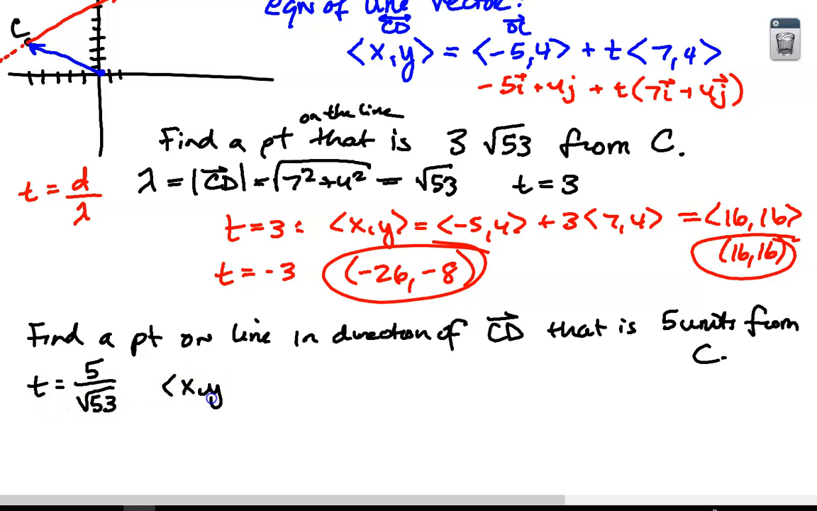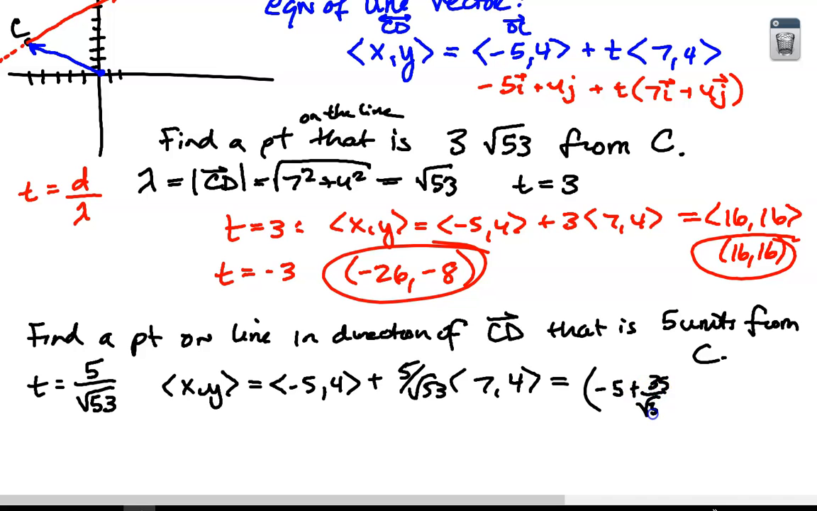So then I'd have xy equals negative 5, 4 plus 5 over root 53, 7, 4. Ugh. So I'm just going to get a nasty answer here, guys. So the x value would be negative 5 plus 35 over root 53. And the y value would be 4 plus 20 over root 53, it's just not going to be nice. I could ask you to just give me a decimal if I wanted to, but you get the idea. This actually came out nice because of its relationship to the magnitude. This did not come out nice because 5 wasn't a nice relationship to root 53.